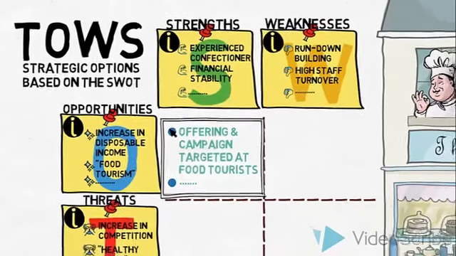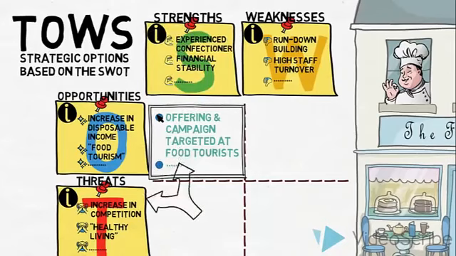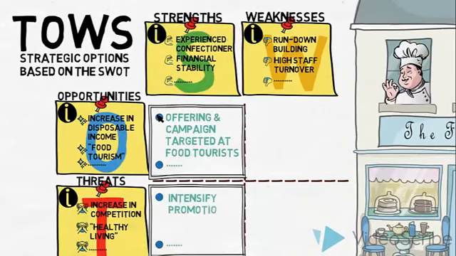Now let us see what strategic options our strengths and threats could generate. One option could be to intensify promotional activities. Our strong financial situation should provide us with the resources needed to face the threat of increasing competition.